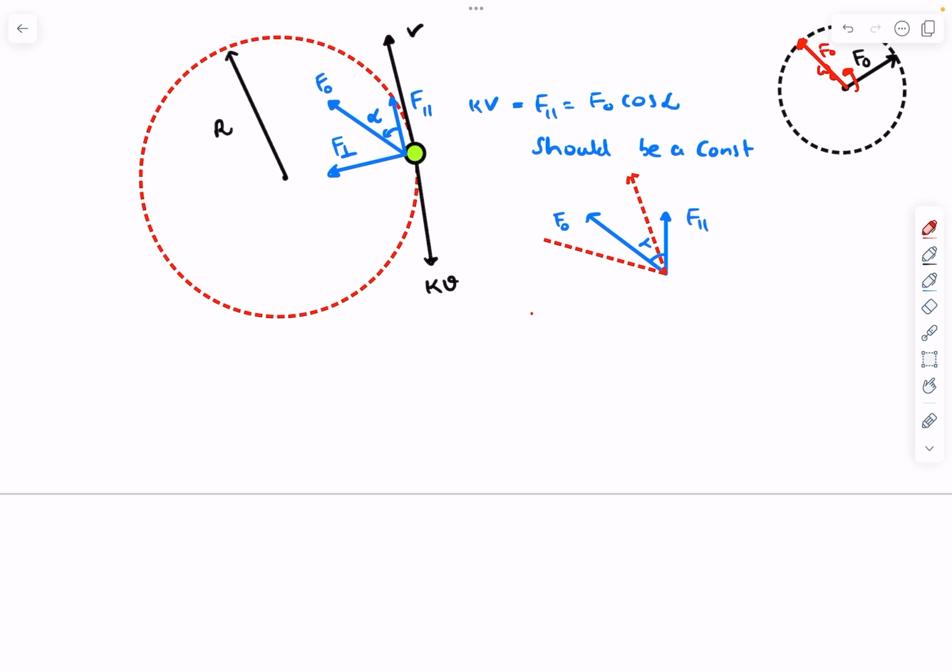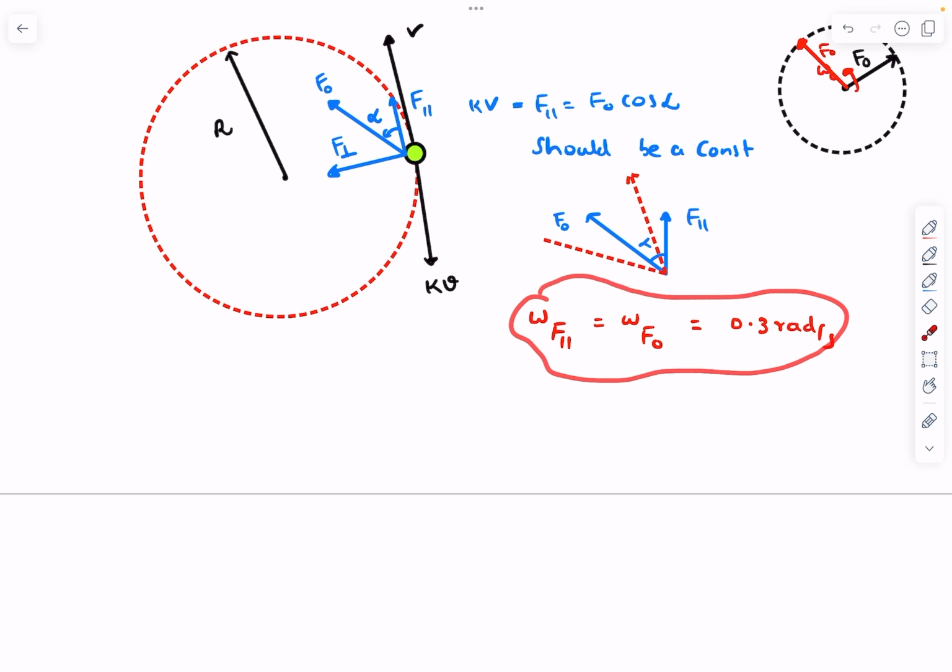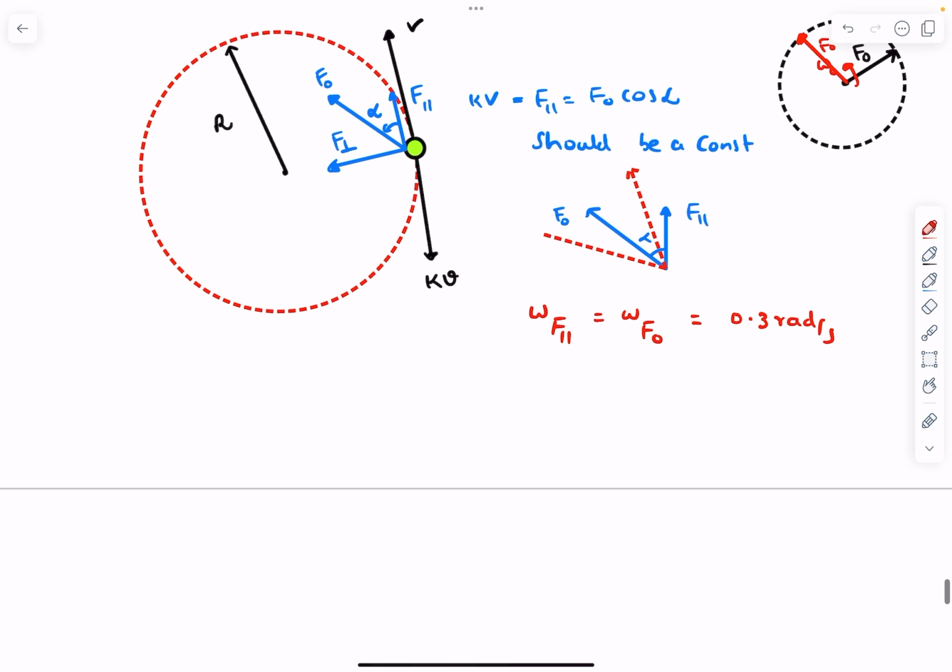So in extremely simple words, the omega of the vector f parallel should be the same as the omega of the vector f naught. Now we know the rate at which f naught is rotating, right? That was given to us to be 0.3 radians per second. So from here we get omega f parallel equals 0.3. Now omega f parallel is just the omega of the circular motion, and that we can prove pretty easily.